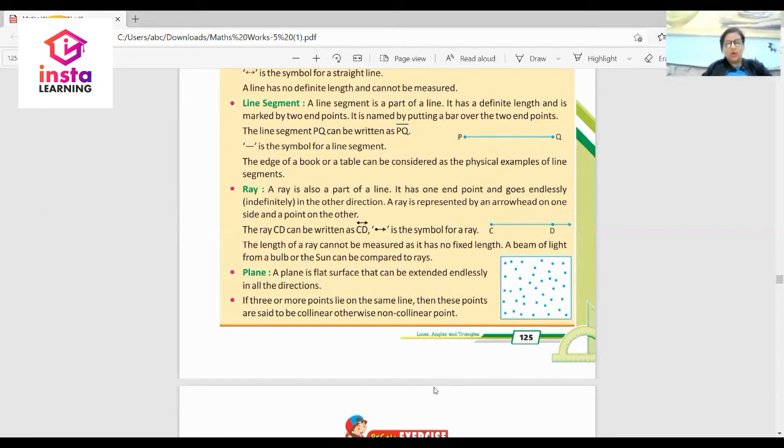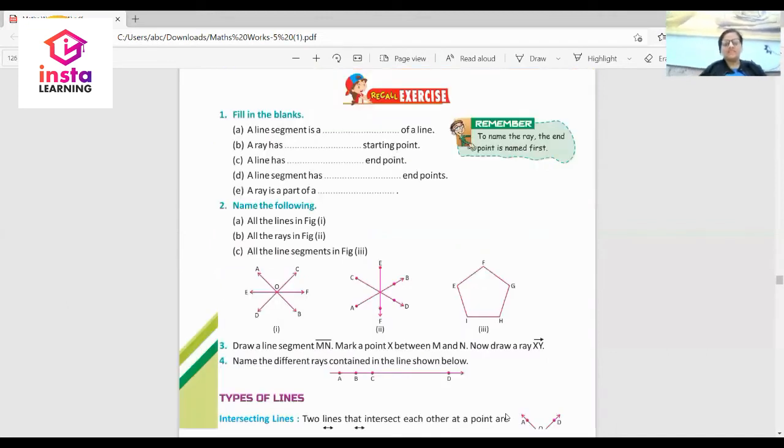Okay, now plane. A plane is a flat surface that can be extended endlessly in all directions. If three or more points lie on the same line, then these points are said to be collinear, otherwise non-collinear points. Simple. So here we are going to do a recall exercise.